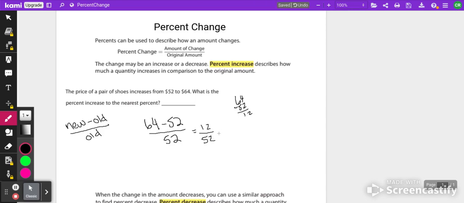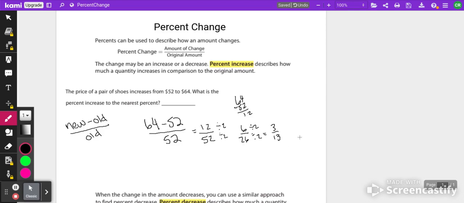Now, our job is to change this to a percent. All right, so I think the easiest thing to do is to simplify it down first. So I know 2 goes into both these numbers. So I'm going to do 12 divided by 2, which is 6, and 52 divided by 2, which is 26. All right, I see that I can keep simplifying. So I'm going to do that. It's going to give me 3 over 13. Now I can't simplify it anymore.